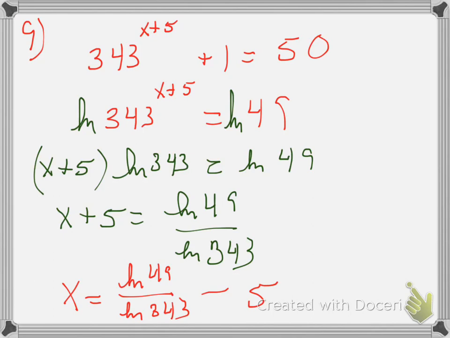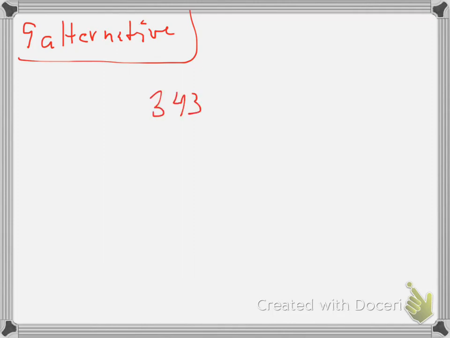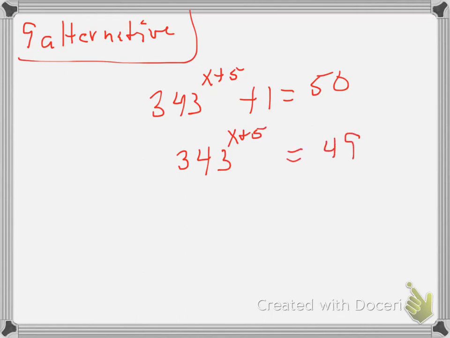Now, that's one way of doing it. However, if we recognize something about this, I'm going to go 9 alternative. And that's 343 raised to the x plus 5, plus 1 equals 50. Well, if we subtract 1 from each side, 343 raised to the x plus 5 equals 49.